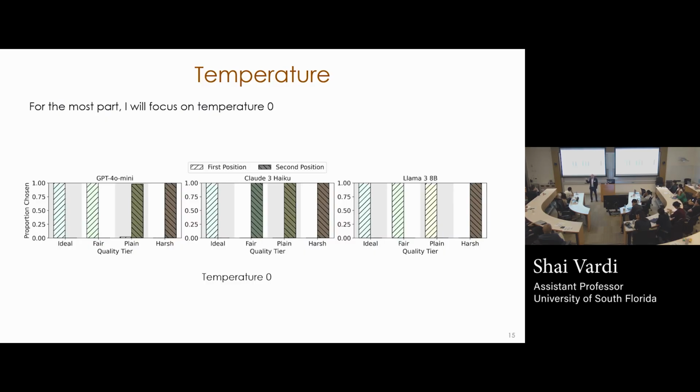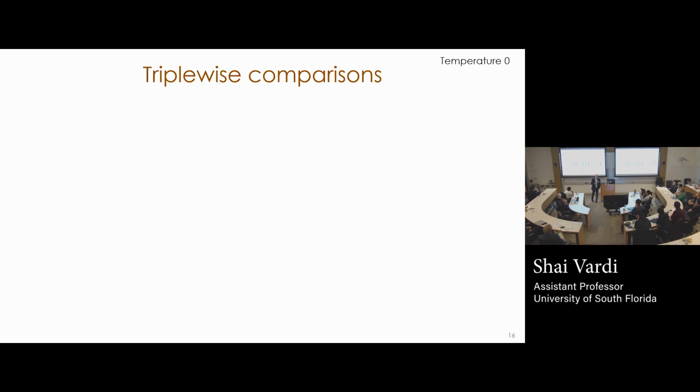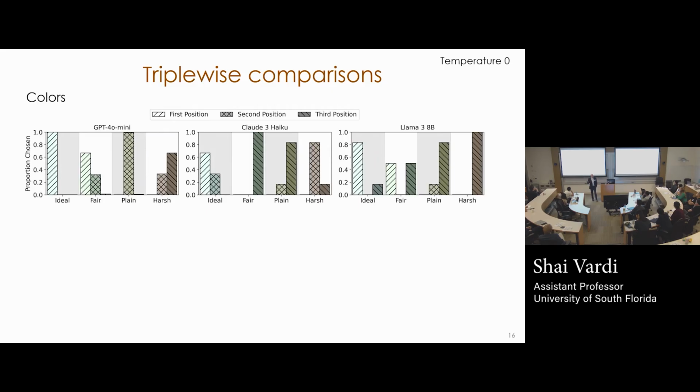I'm going to focus on temperature zero. Everything's been temperature zero, but I'm just going to show you that this holds in exactly the way you would expect. When I raise the temperature to 0.5, you get more stochasticity. I raise it a little bit more, more stochasticity, and so on. Right? So exactly what you'd expect. So I'm not going to focus on that. So that's for pairwise comparison.